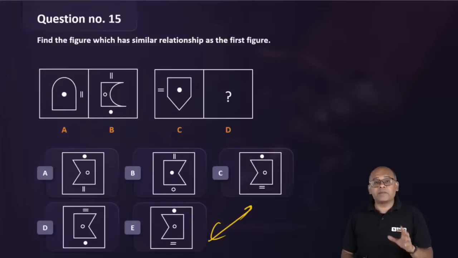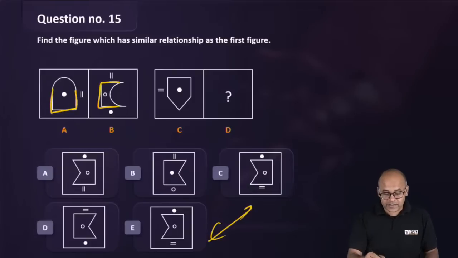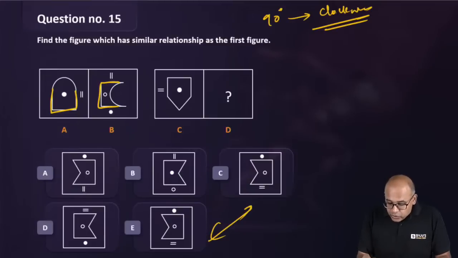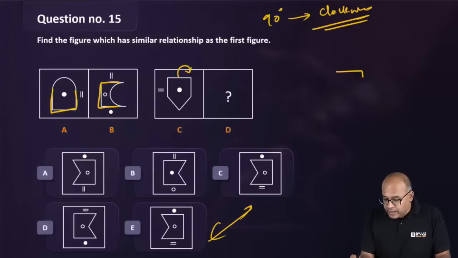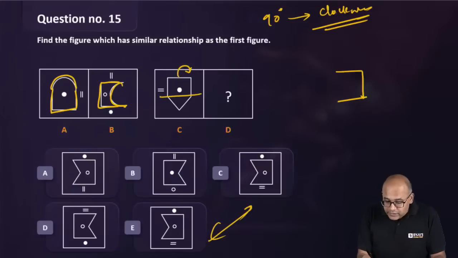Okay. So let me explain the logic. What is the logic here? This is becoming like this. So you are tilting it 90 degrees clockwise. So if you're tilting it 90 degrees clockwise, this also should be tilted 90 degrees clockwise. So this figure will become like this. And this semicircle is inverted inside. So it has been inverted inside. So this triangle will become inside like this.